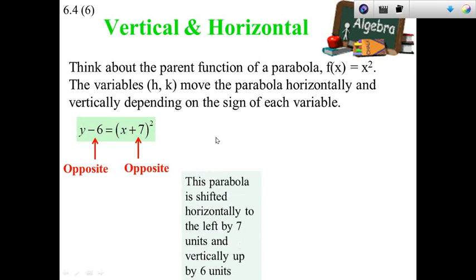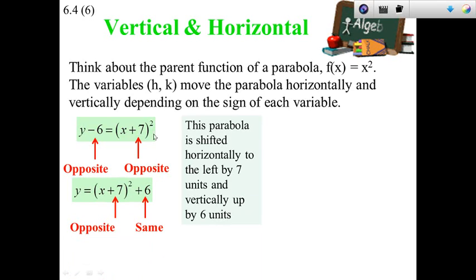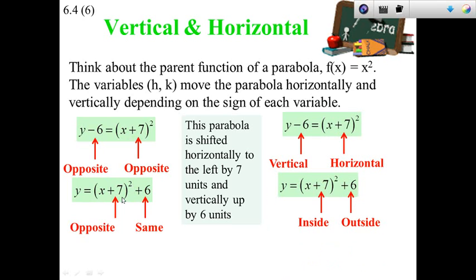So, I want you to think about how we can shift a parabola, a parent function. We can shift it left and up. And it just depends where things are, whether you knew it was opposite, or opposite same. And I want you to start thinking of it in a different way. What is touching the y? This is touching the y, so this is going to affect the y-axis, or up and down, the vertical axis. This is touching the x, so it's really going to affect it horizontally.